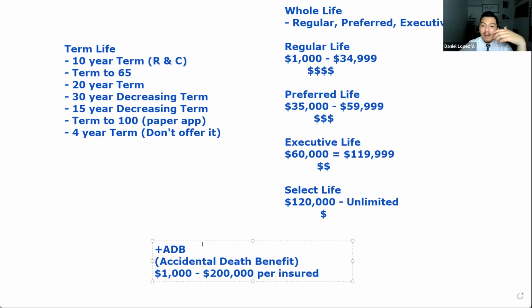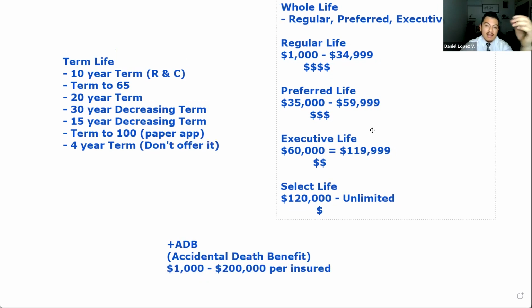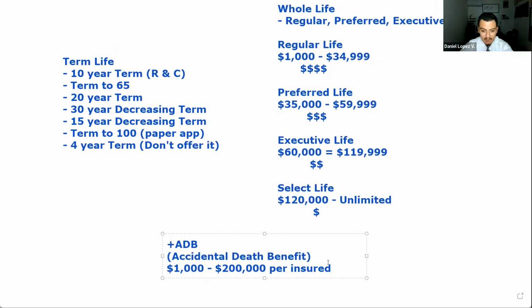ADB is not life insurance, because the word life insurance means it covers any death. ADB doesn't cover any death, it only covers accidental death. So this is not a life insurance, so it's not a term or a whole life. Now, it does have an expiration date though. This term life is good till age 70. At age 70, it's done.